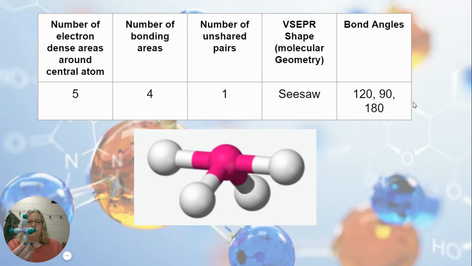If I take these 5 electron dense areas and then I take one away, and I have 4 bonds and now an unshared pair up here, I get a shape that's called seesaw. So you can kind of see it's like that. Now it's called seesaw because if I put it on my hand, it can move up and down like a seesaw. Okay, so you can kind of see it looks like a teeter-totter. So that's if you have 4 bonding areas and 1 unshared pair.